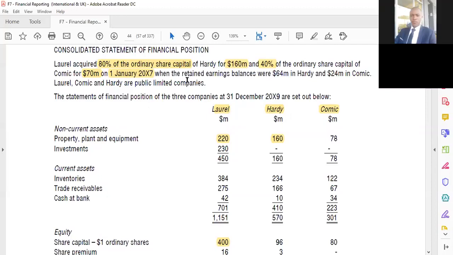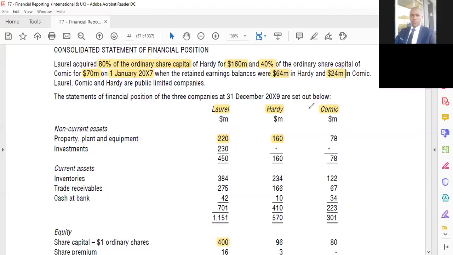Okay, there we go. We've been told that at this date retained earnings balances were 64 for the subsidiary and 24 for the associate. That's good. So now from this information, we can work out what we're going to call our group structure. It's such an easy working to do. Let me work it out here, then we're going to transfer it to our workings.